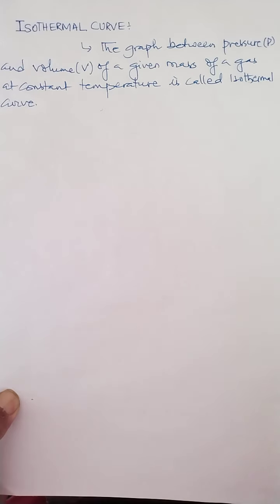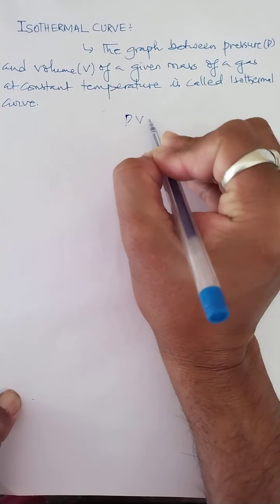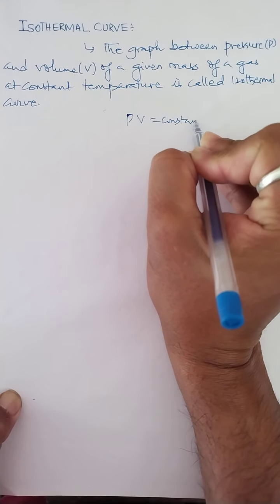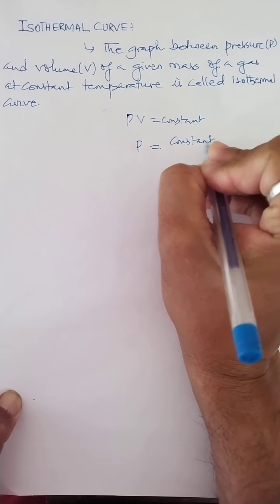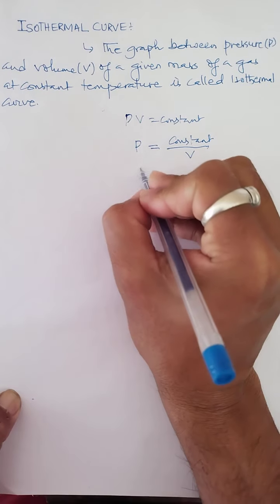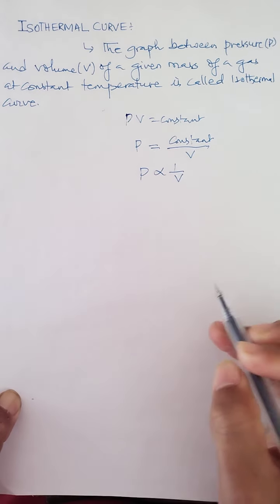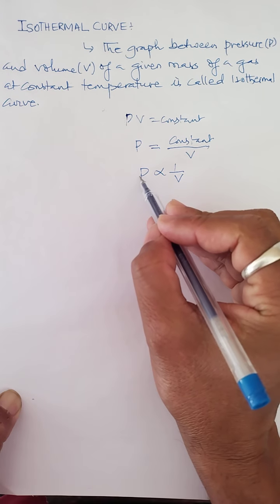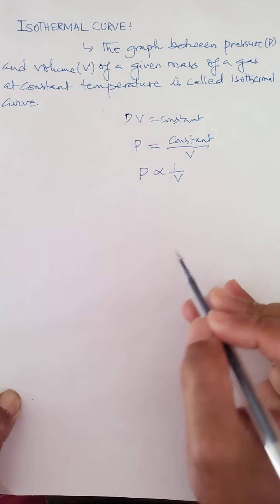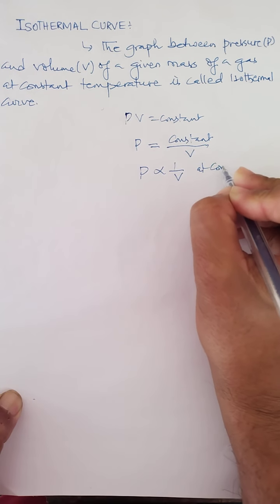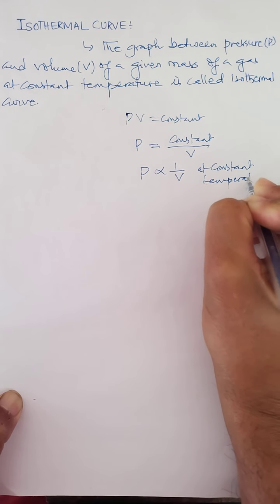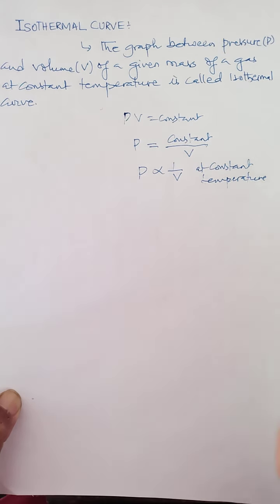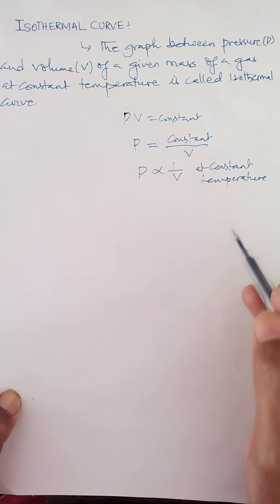Constant. So the product of pressure and volume remains constant, which means PV is constant, and I can write P equals constant by volume. From here you can see that P is inversely proportional to V. Means when volume increases, pressure decreases, and when volume decreases, pressure increases. But this is true at constant temperature. This is called Boyle's law.